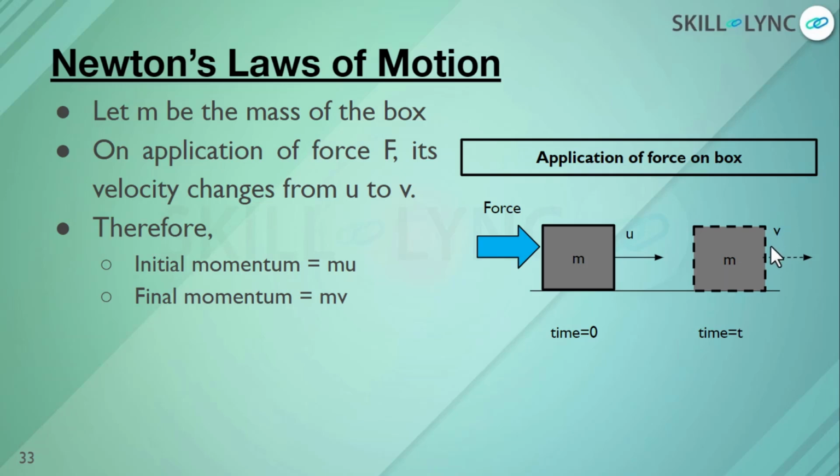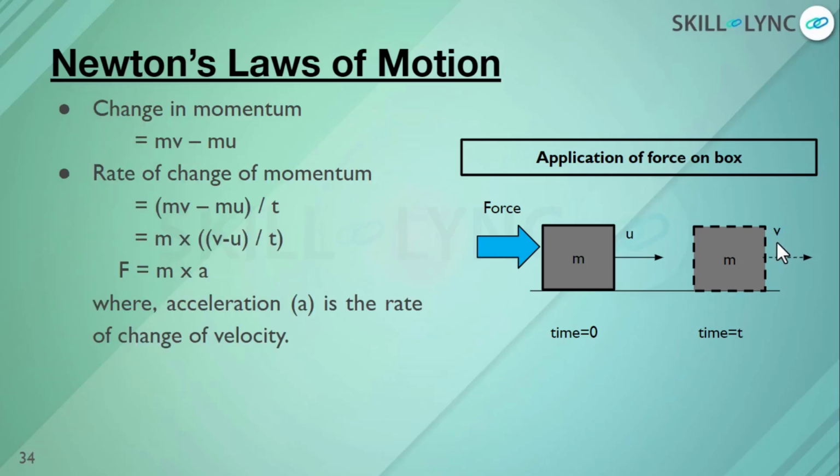mv, that is, mass of the object times final velocity of the object. Therefore, change in momentum is equal to mv minus mu, and the rate of change of momentum can be written as (mv minus mu) divided by time t.